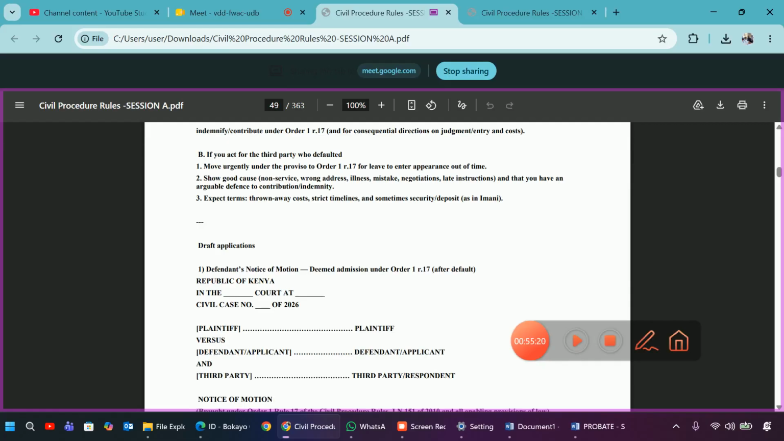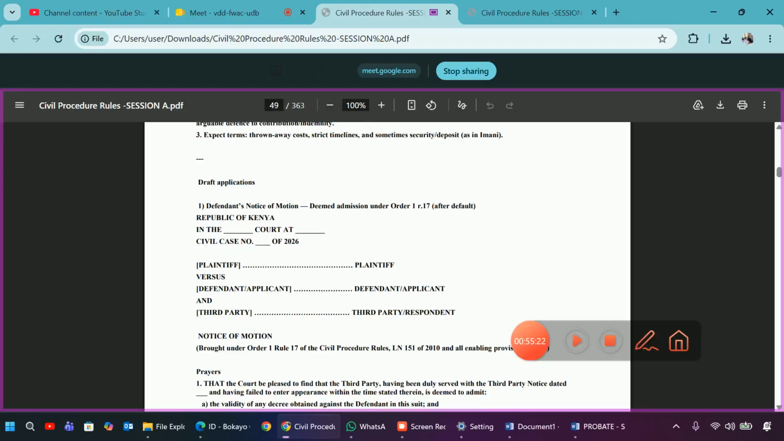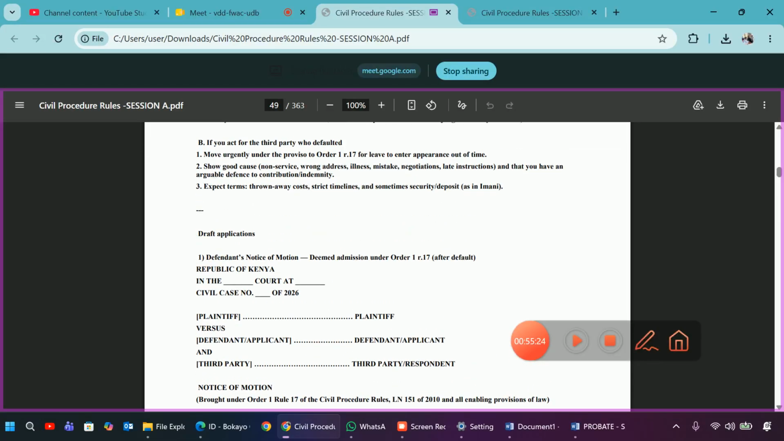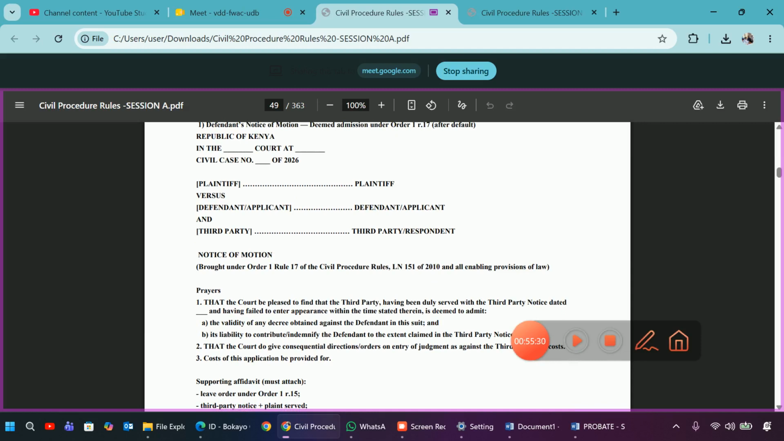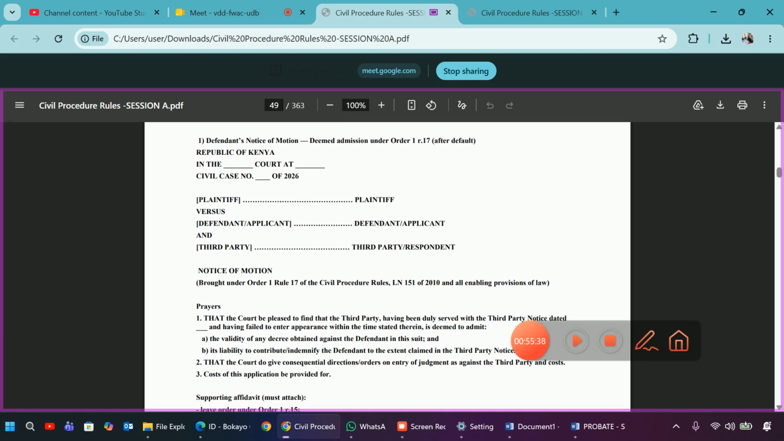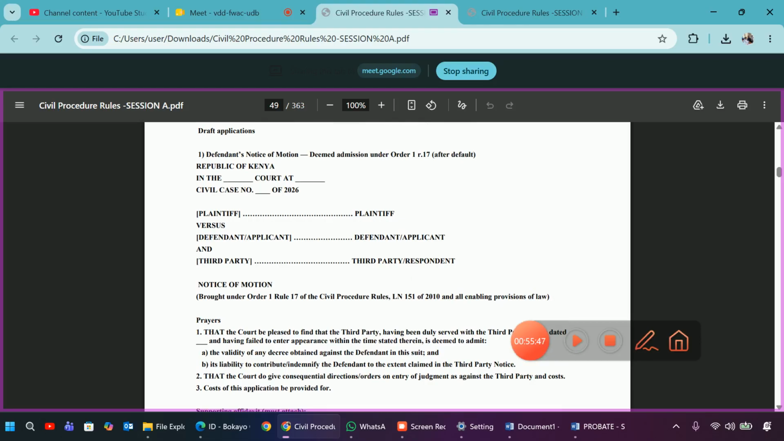How do we draft the defendant's notice of motion for deemed admission under Order 1, Rule 17 after default? This is where the examiner tells you that a person was duly served with a third party notice, and this third party has since not entered appearance even after service of the same, and you have annexed a duly executed affidavit of service, and you have attached it before court. So what will you do thereabout?